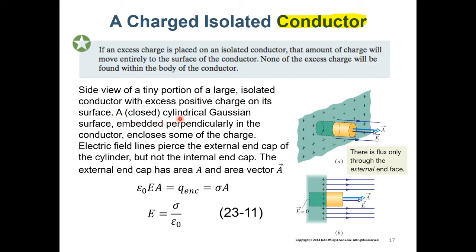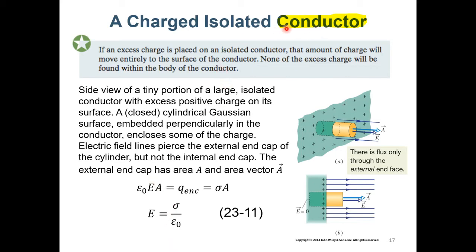So a closed cylindrical Gaussian surface embedded perpendicularly in the conductor, a cylinder perpendicular to this surface, encloses some of the charge, and the E field line pierces the external end cap of the cylinder. The external end cap has area A, which means that the top part has an area of A, and the area vector A.